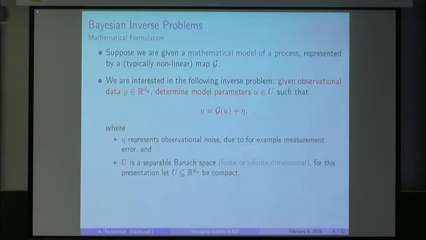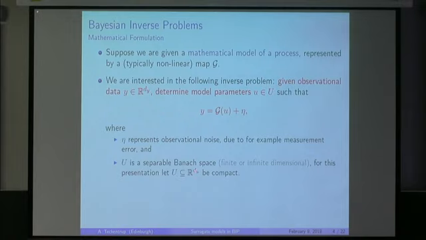So this is the general setup. In general, this parameter space U, so the object that we're interested in identifying, everything works if you have a separable Banach space, so it can be finite dimensional or infinite dimensional. So you could also try to infer a function U. However, for this presentation, I'm going to assume that the parameters that we're trying to identify are a finite number. So they are in some Euclidean space of dimension du.